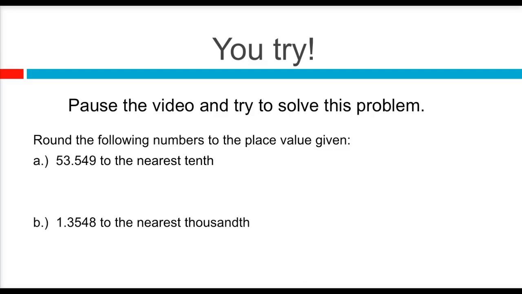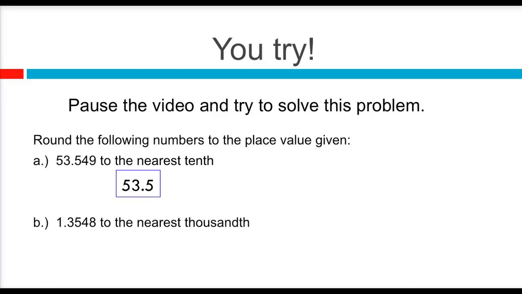The first problem was 53.549 rounded to the nearest 10th place. And if you did it correctly, you should have got 53.5. The reason why this is the answer is because the nearest 10th place, which would be the first 5 to the right of the decimal point, is the round-off digit, and since the digit to the right of it is a 4, you would round down, so the final answer is 53.5.